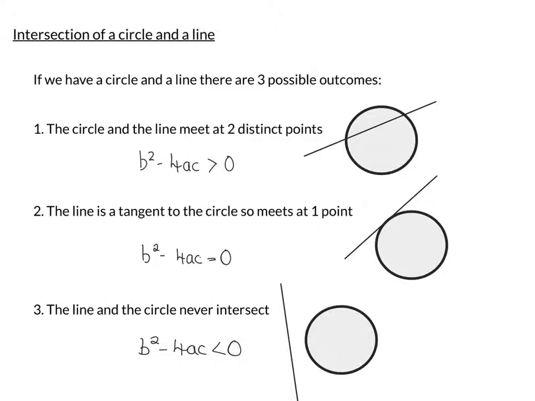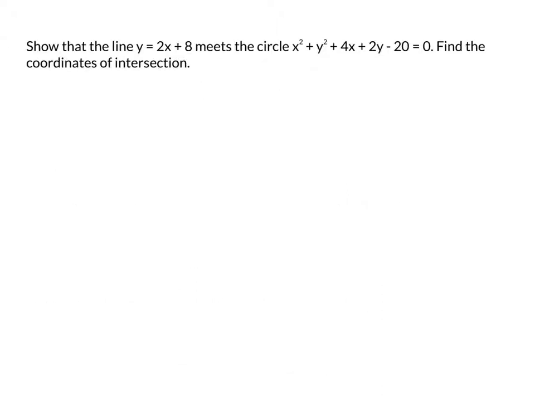Right, so we need to show that the line y equals 2x plus 8 meets the circle x squared plus y squared plus 4x plus 2y minus 20 equals 0, and then find the coordinates of intersection.